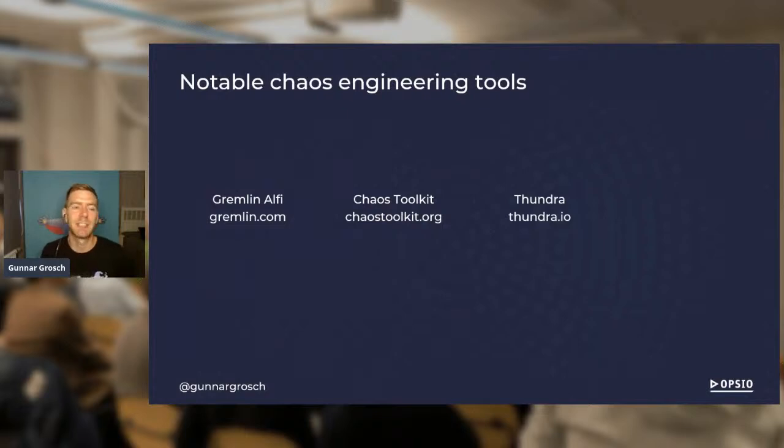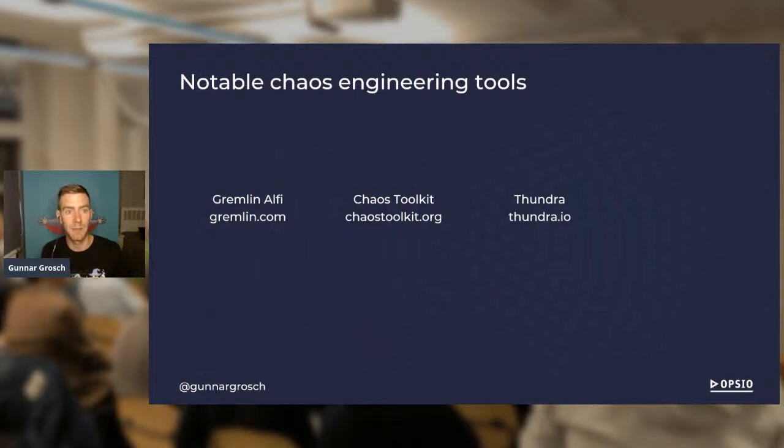Then there's this observability tool called Thundra. Thundra, they are a traditional observability tool for serverless, but they've added a part in their tool that allows you to inject failure into your application. So you can test how, for instance, if you get an error in your application, and you'll directly see the results within the observability tool as well.